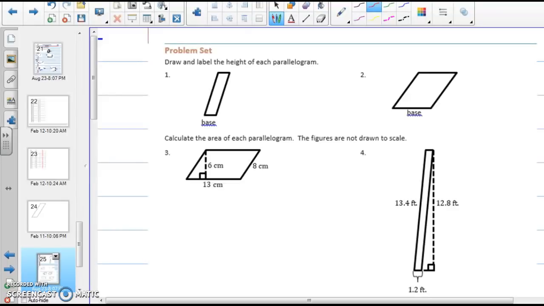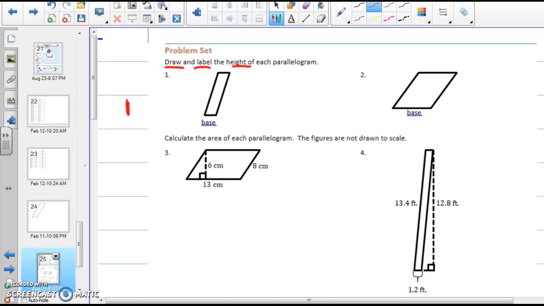Okay, you're going to check last night's homework and make sure that when we go through these, any that you missed, you pause the video when you need to and correct it. Okay, for numbers 1 and 2, you weren't calculating the area. All you had to do was draw and label the height of both of these parallelograms.